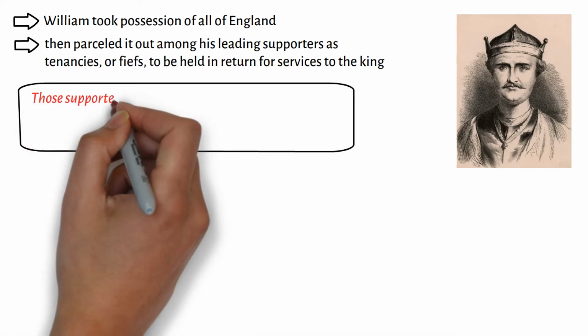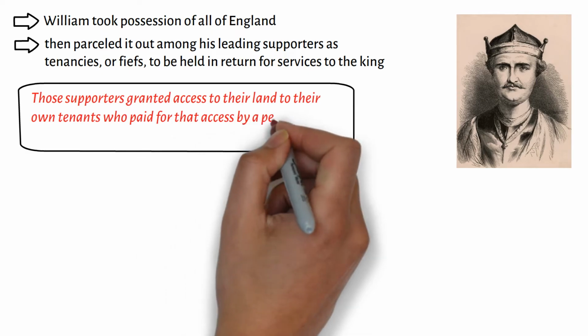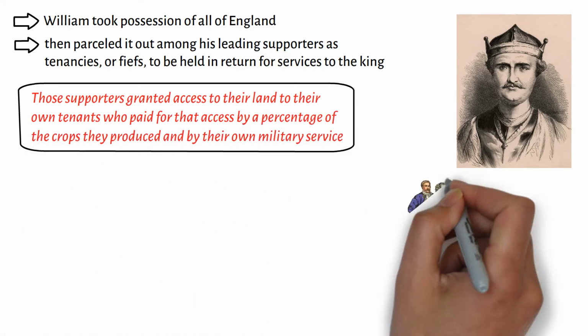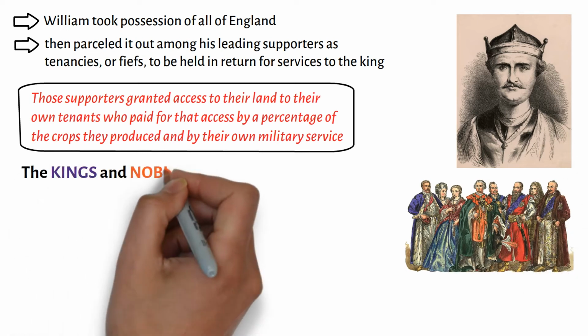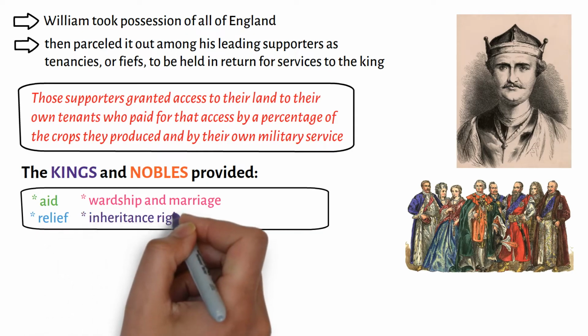Those supporters granted access to their land to their own tenants, who paid for that access by a percentage of the crops they produced and by their own military service. The king and nobles provided aid, relief, wardship and marriage and inheritance rights for the peasant classes.